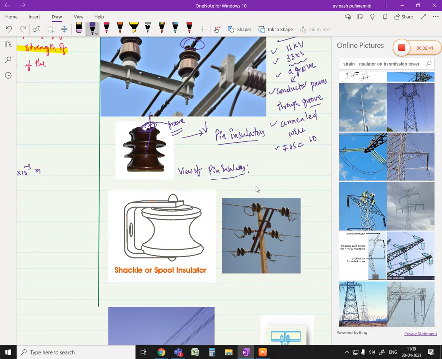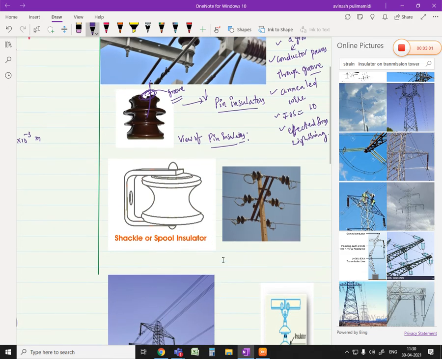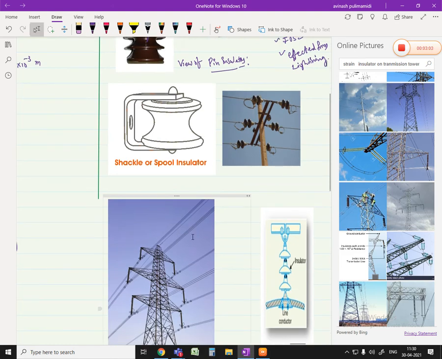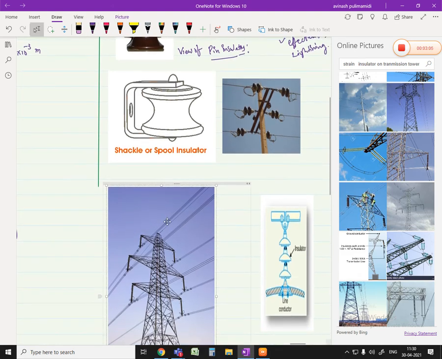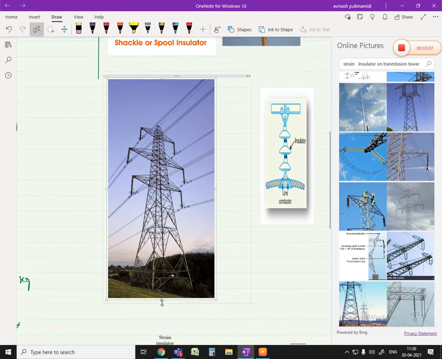So this type of insulators will be mainly and greatly affected by lightning. Okay, so these are the basic points for the pin insulators. Then next, coming to the shackle insulator.